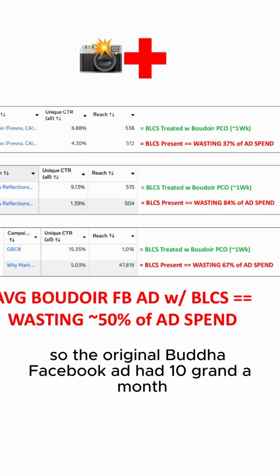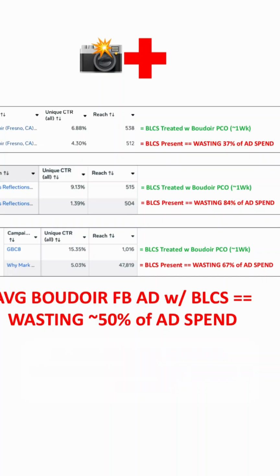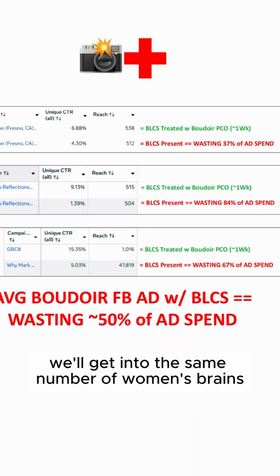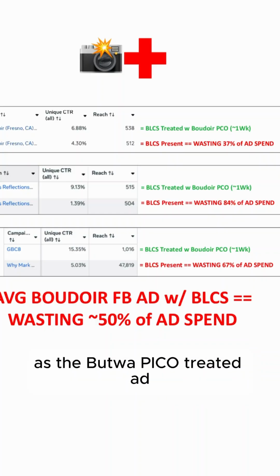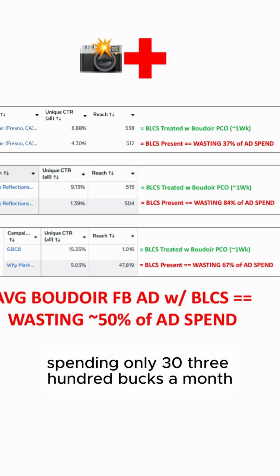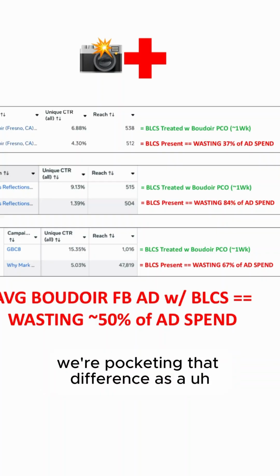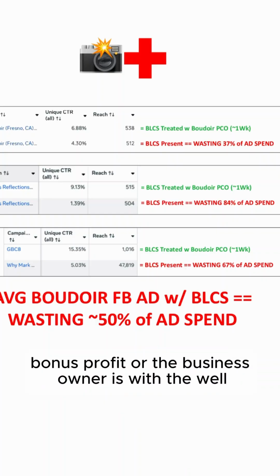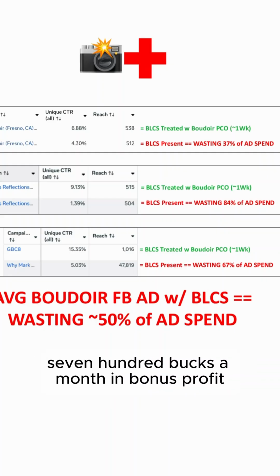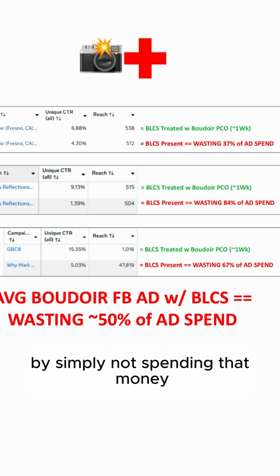So the original boudoir Facebook ad had 10 grand a month going into the same number of women's brains as the boudoir Pico treated ad, which spends only $3,300 a month. That whole difference, we're pocketing as bonus profit, or the business owner is, the boudoir photographer: $6,700 a month in bonus profit by simply not spending that money.